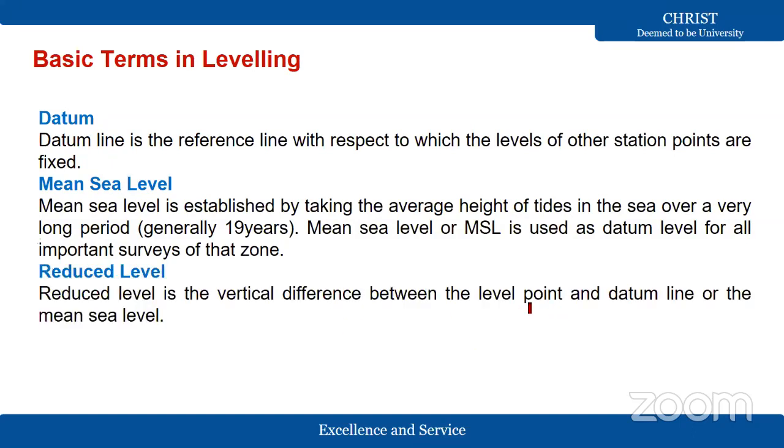And RL means reduced level. Once we are referring with reference to mean sea level, then it is called a reduced level. Nothing is absolute on the Earth surface, everything is relative only. So for relative measurement, the height of any point on the Earth surface, I am going to refer with reference to the mean sea level or any arbitrary or reference datum. That is called reduced level. Reduced level is the vertical difference between the level point and the datum, mean sea level. You can take the datum as mean sea level or any arbitrary datum for local surveys.